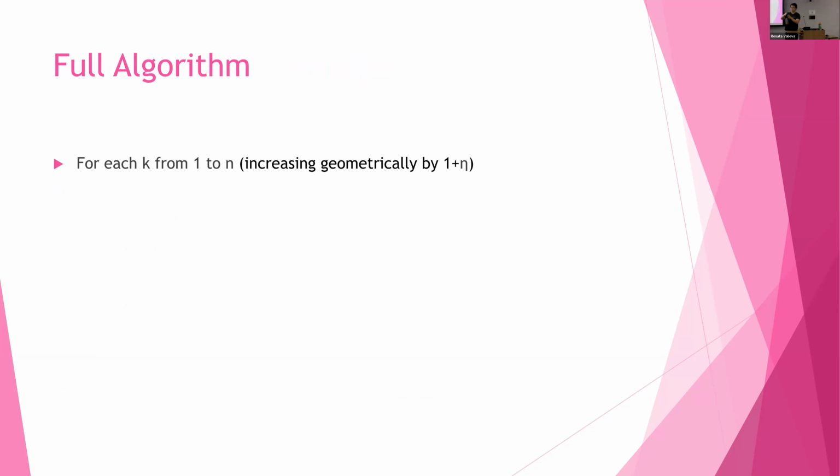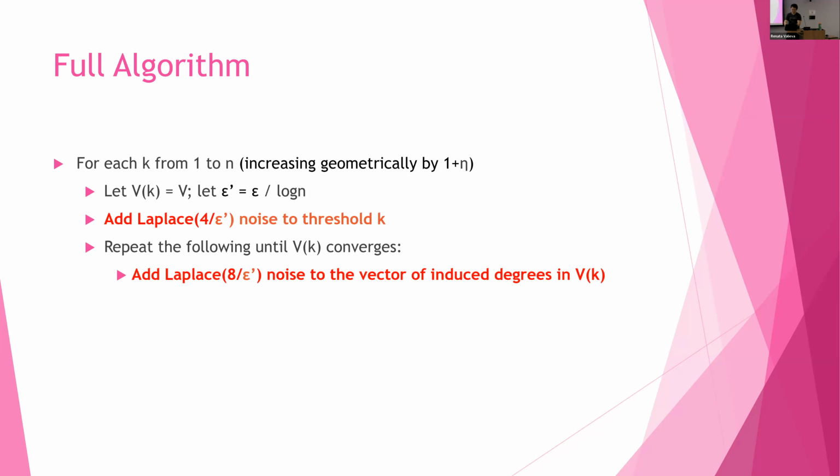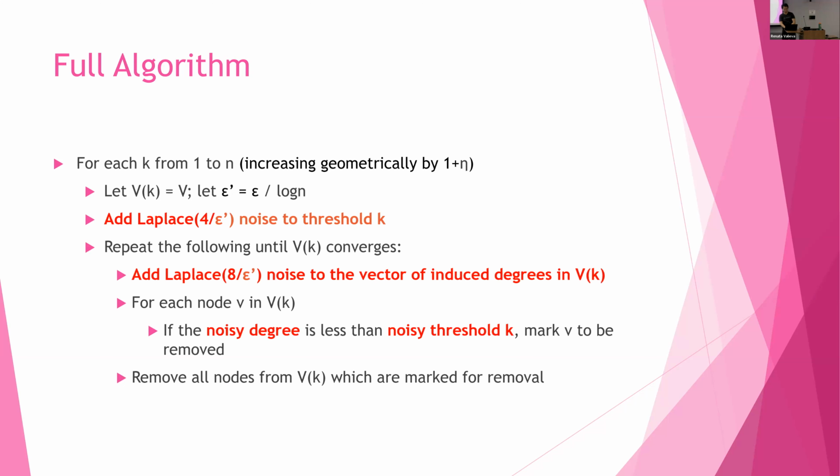So again, these threshold or K-core candidates, we increase it geometrically, by a factor of 1 plus eta, or an eta of your choosing. And okay, we still have this candidate set V of K that we want to peel the low degree vertices off of. So following the sparse vector technique, we add Laplace noise to the threshold and Laplace noise to the vector of induced degrees. And then if your noisy induced degree is less than the noisy threshold, you peel the vertex off, and you keep doing this until V of K stops changing.